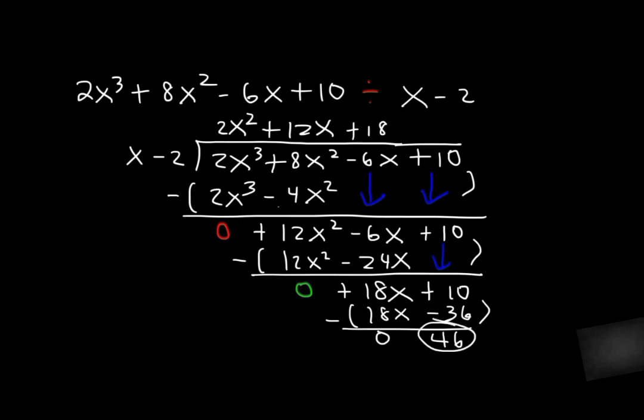Now we can't divide 46 by x. So the remainder is 46. So how do we write the answer whenever we have a remainder? It's going to be what you see here plus the remainder, which is 46, divided by what you tried to divide it by, which is x minus 2.